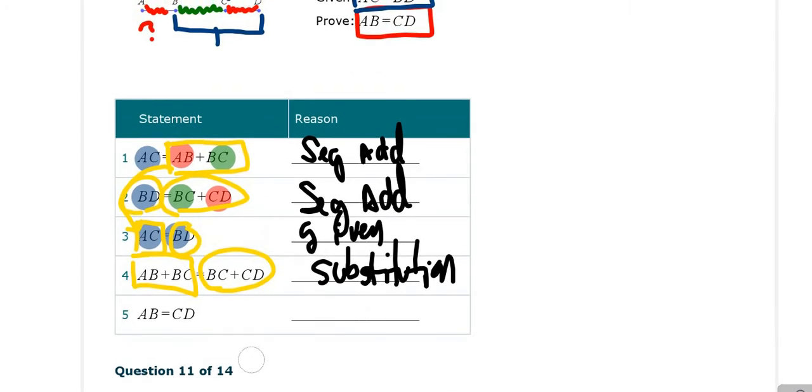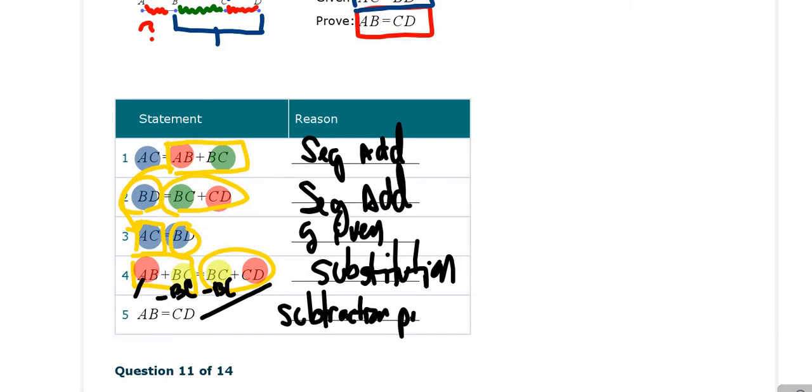Keep your target in mind. You're trying to get AB and CD to be by themselves. And you can see here, now you have the exact same thing on both sides. So you can minus BC, minus BC. And you get your target, which is AB and CD. And that would be subtraction property from line number 4. This would be substitution property, lines 1, 2, and 3.